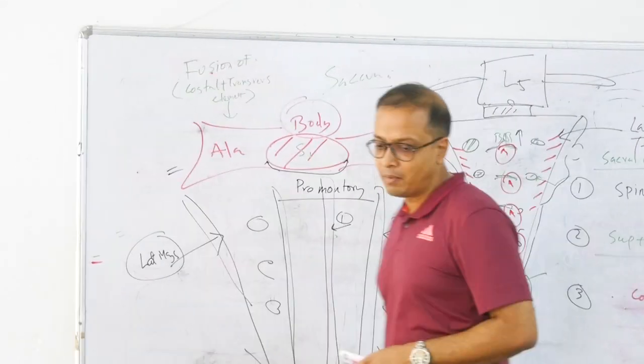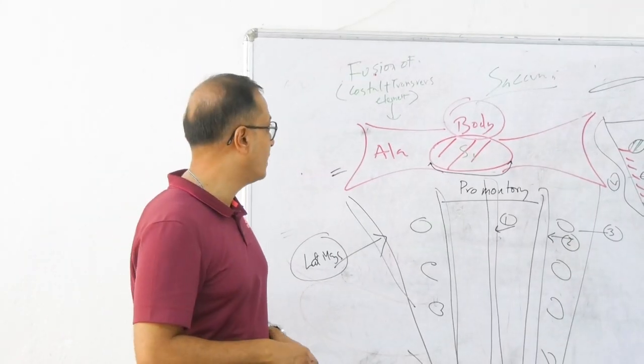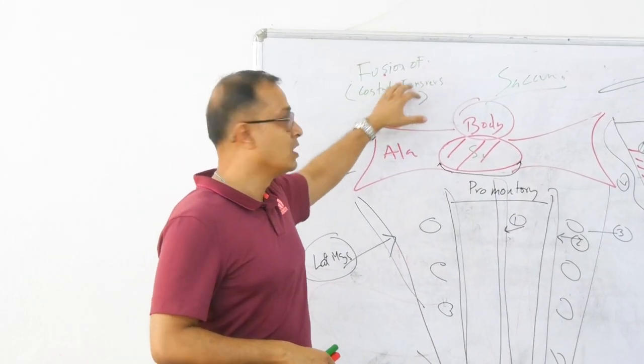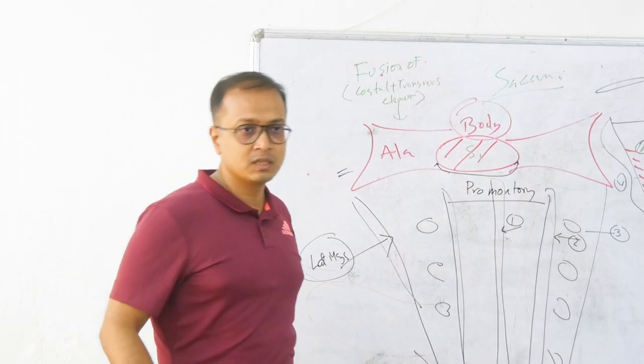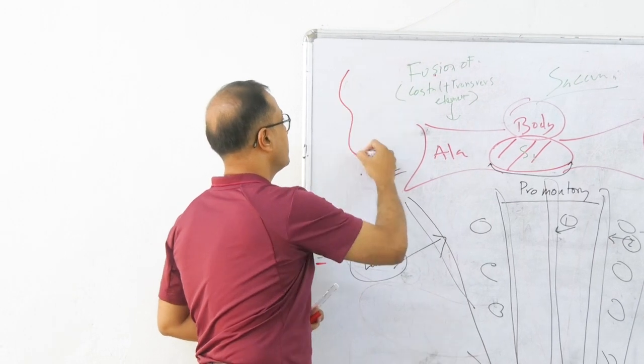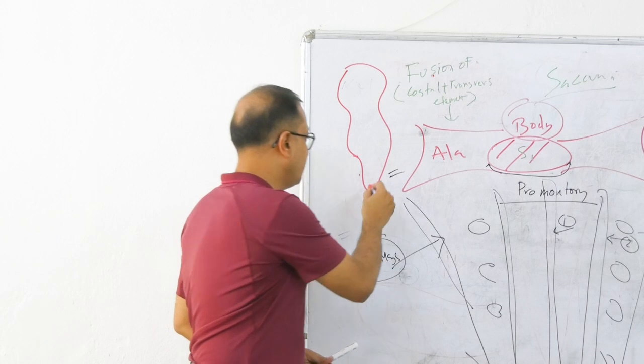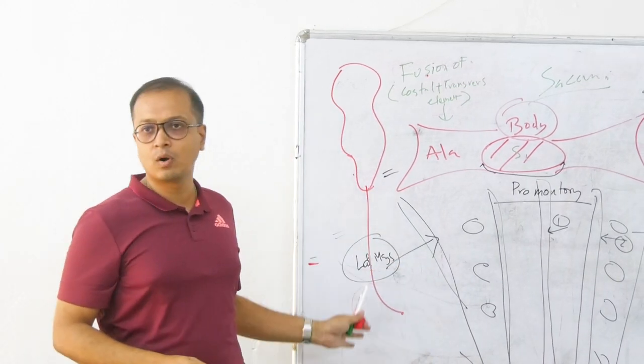Now moving to the lateral mass. The lateral mass is basically formed by the contributions of the fusion of costal and transverse elements. So this lateral mass, you can see this. If you look at it from the sides, it has a broad margin above and becomes fused lying on the lower part.